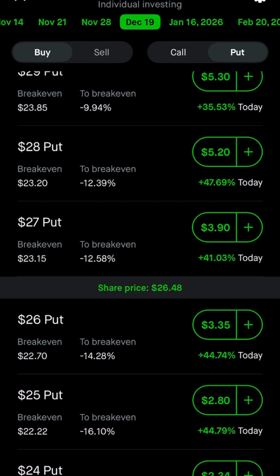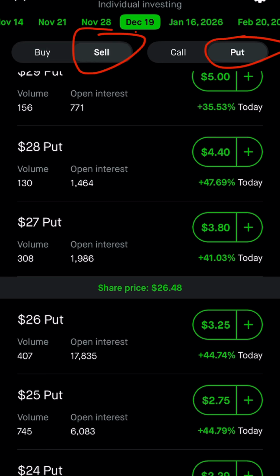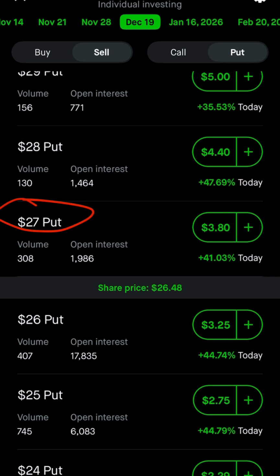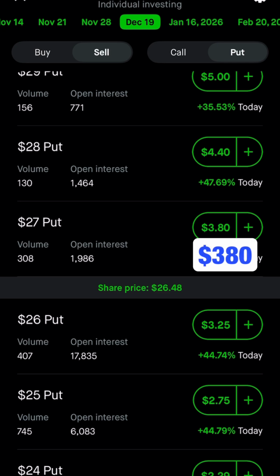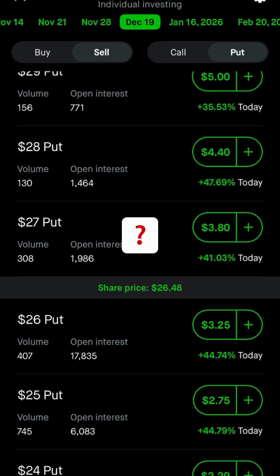Now, when you sell a put, you're making a promise that you will buy the stock, in this case for $27 a share, if the share price is below $27 a share at your expiration date. For making this promise, you would receive $380. Do you remember for which one you get paid money and which one you pay money for? If you don't, rewind the video so you understand that.